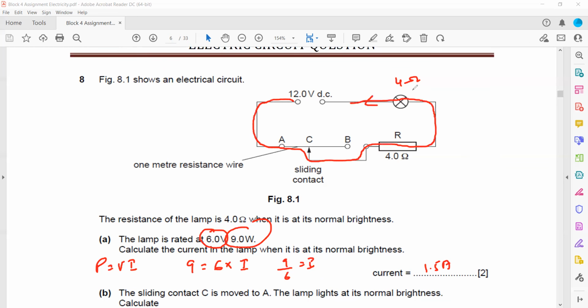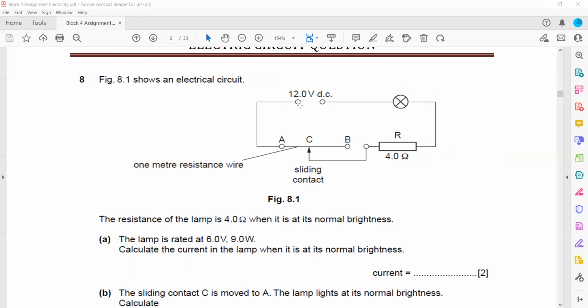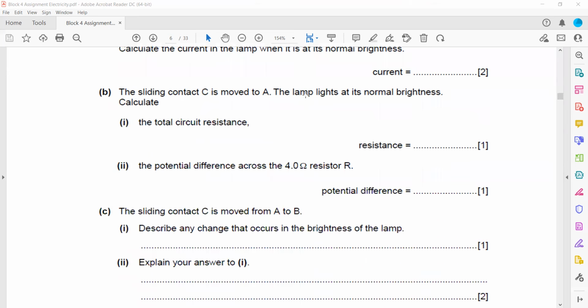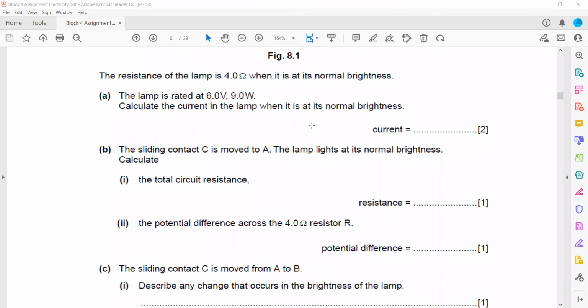So if 1.5 ampere is flowing through the lamp, the same 1.5 ampere is coming from the battery, and that same amount of current is flowing through each component. Because there's only one way for the charges to flow, it means this is a series combination. And whenever we have a series combination, the current in each series component is the same. The sliding contact, this movable part, is moved to A.